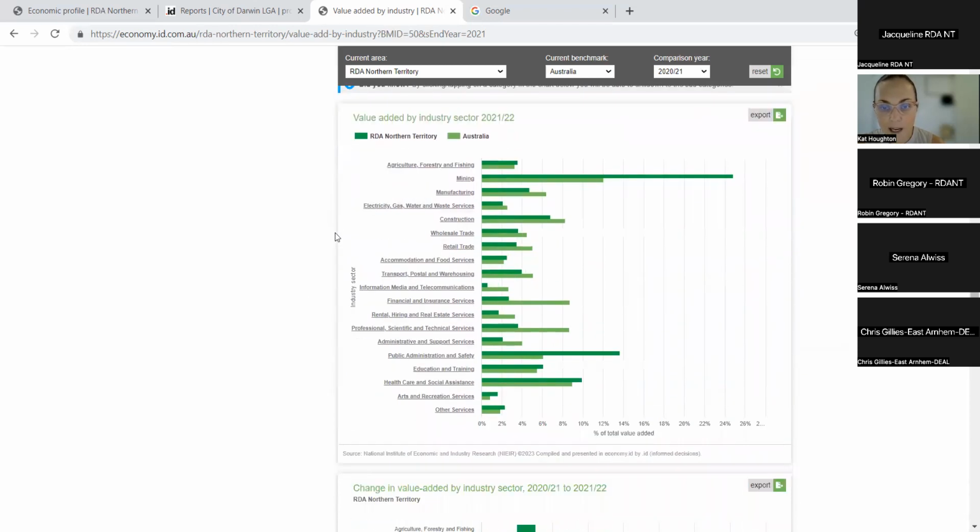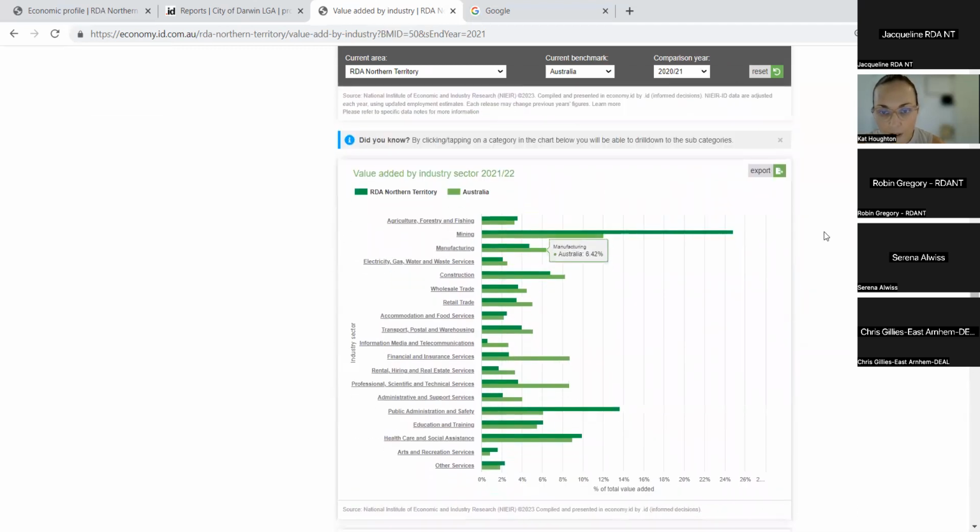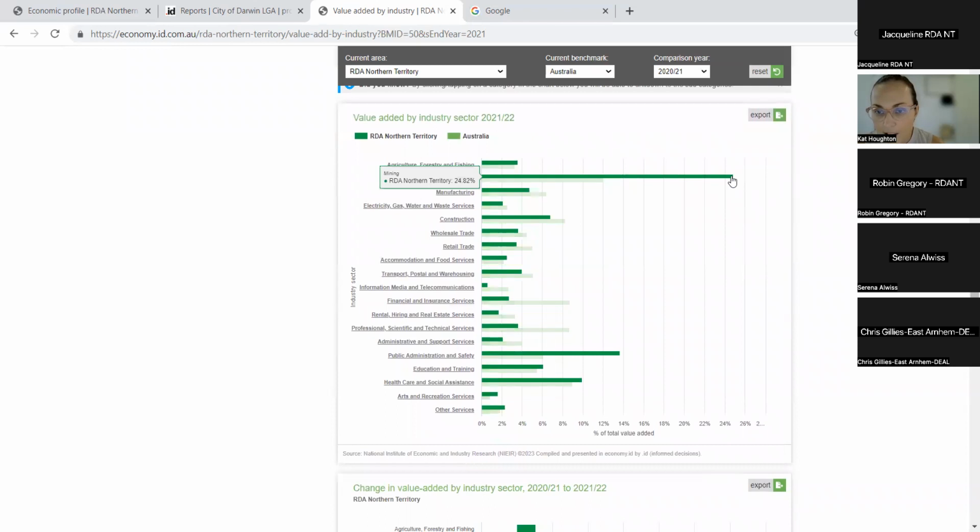So we can come down here, guys, into our value add by industry sector. Mining creates the highest level of value add in the NT, followed by public admin, then healthcare and social assistance. We've got construction up there as well. So those three big ones: mining, healthcare, and public admin and safety.